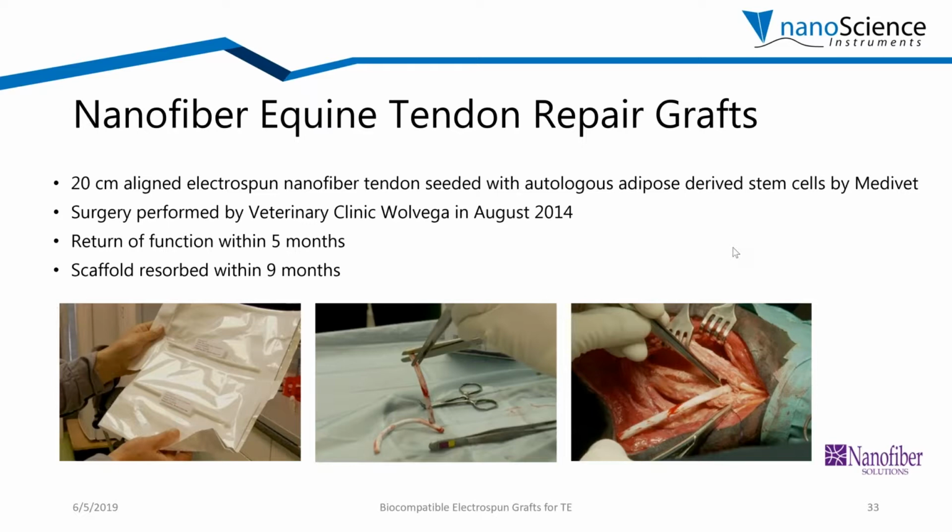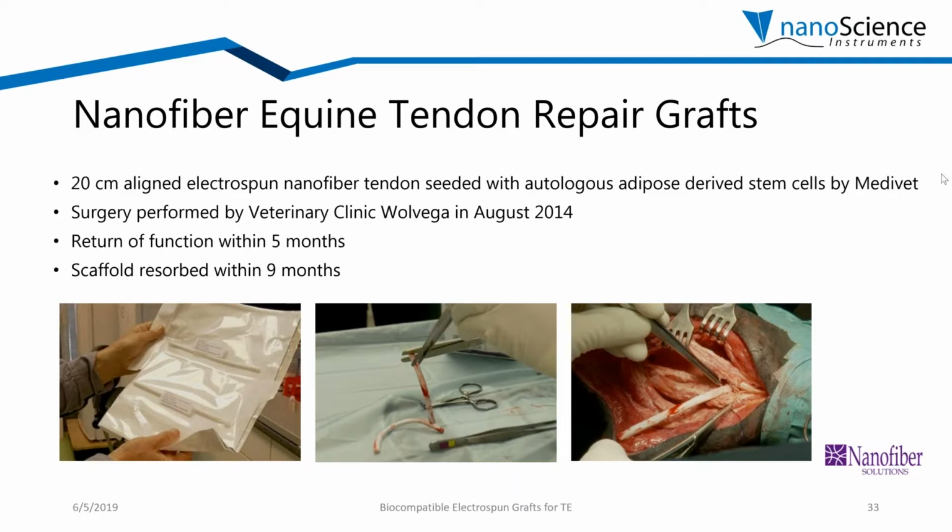So collectors are crucial for researchers to target specific shapes that can mimic natural tissue. For example, aligned electrospun fibers in a cylindrical shape were created and seeded with autologous derived stem cells, which is this example shown here. The sample was then used to mimic a tendon and implanted in a horse. The functionality of the tendon actually returned within 5 months, and then the scaffold was fully resorbed within 9 months.